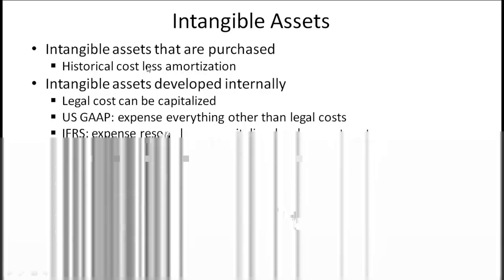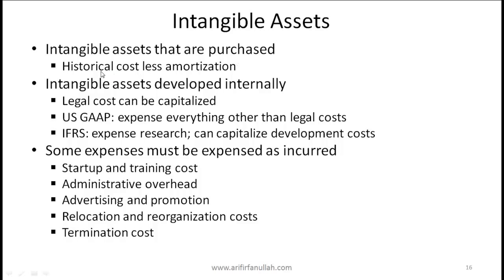For intangible assets that are purchased, we use historical cost less amortization. For intangible assets that are developed internally, so you, for example, develop a patent internally, the legal costs can be capitalized. So let's say you spend 1 million on legal fees. So that is the fee given to lawyers, the fee for registration, etc., to register this patent. That can be shown as an asset. According to US GAAP, all other expenses related to this patent have to be expensed.